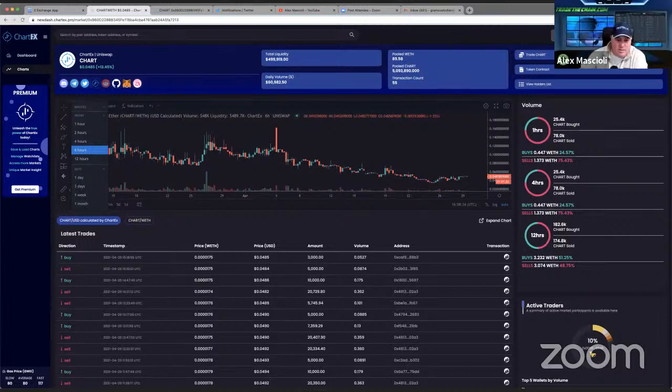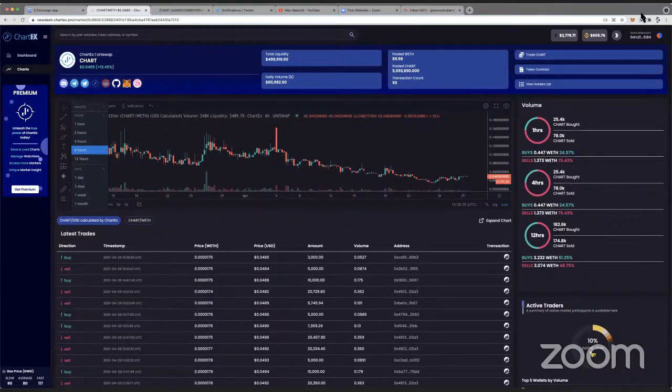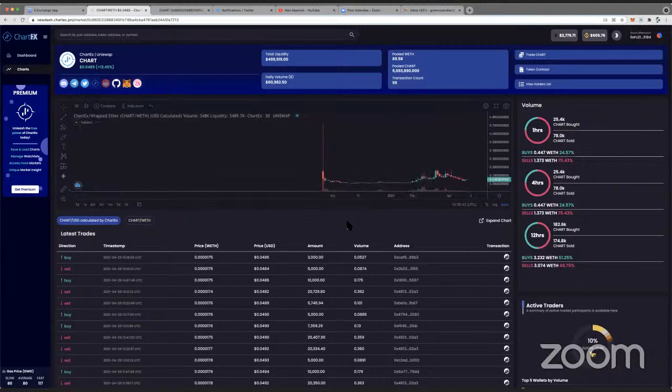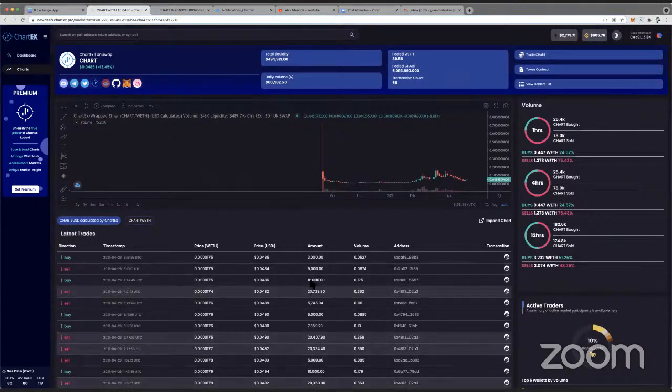Okay. So this is essentially a full featured trading dashboard. You've got your TA charts here, obviously, right? You can change the timeline, right? You've got volume indicators here that will tell you how much of a certain token has been bought and sold over a certain time frame. Obviously, your most recent transactions.